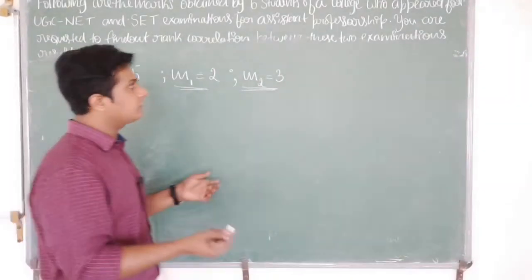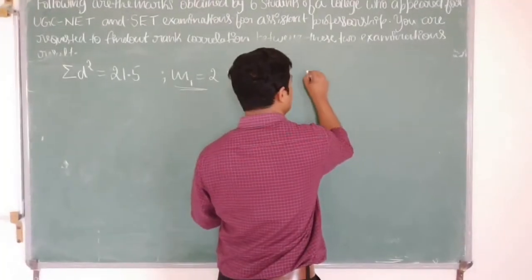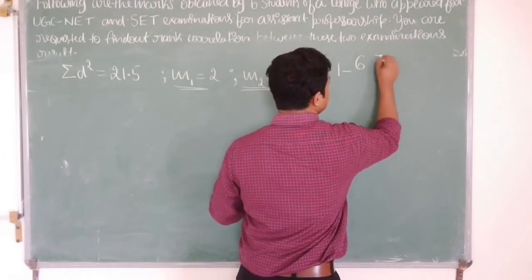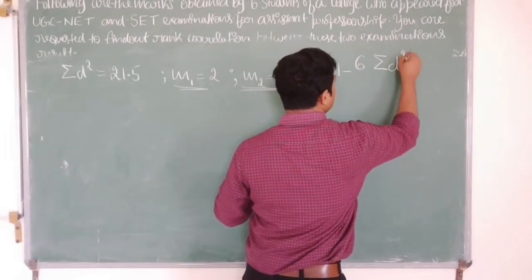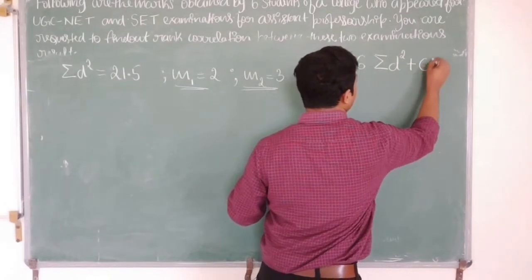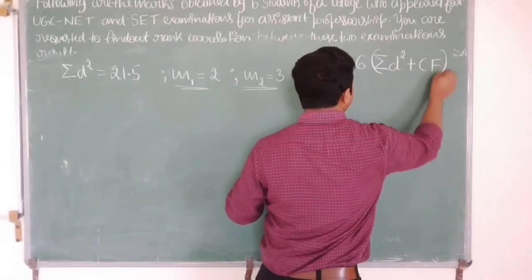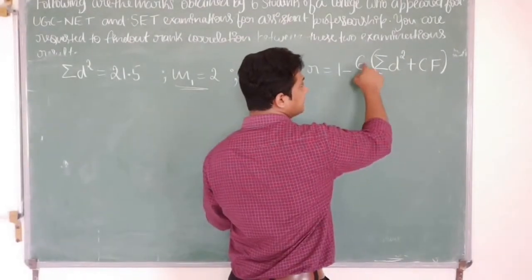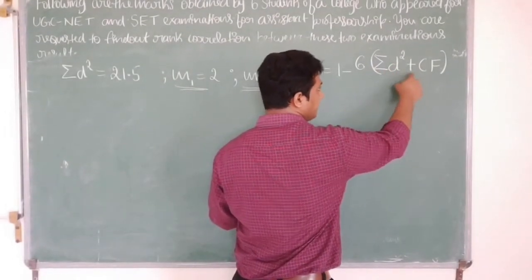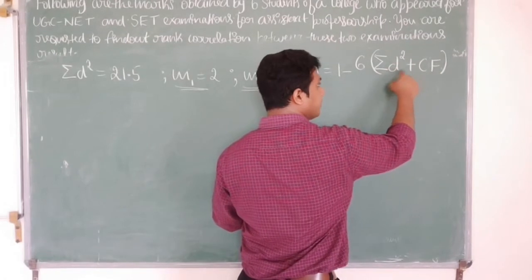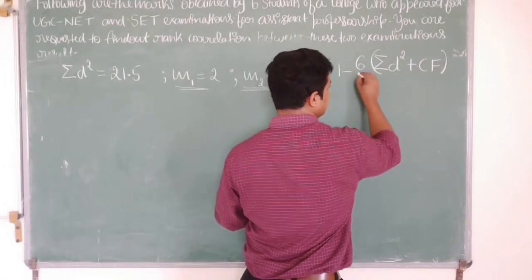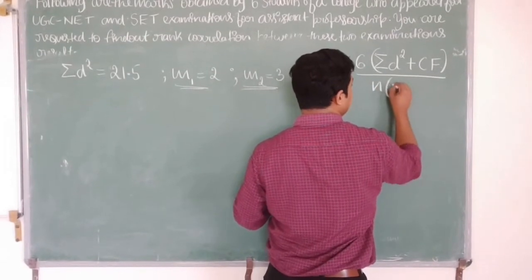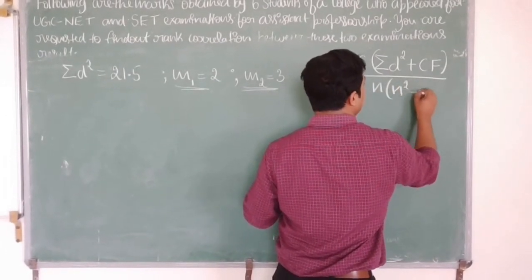So we know the equation is this: r is equal to 1 minus 6 sigma d square. To this value we will be adding the correction factor, then we are multiplying it with 6. So be careful here, it is not 6 sigma d square plus CF, it is sigma d square plus CF into 6. Remember that, divided by our denominator, which remains the same, n into n square minus 1.